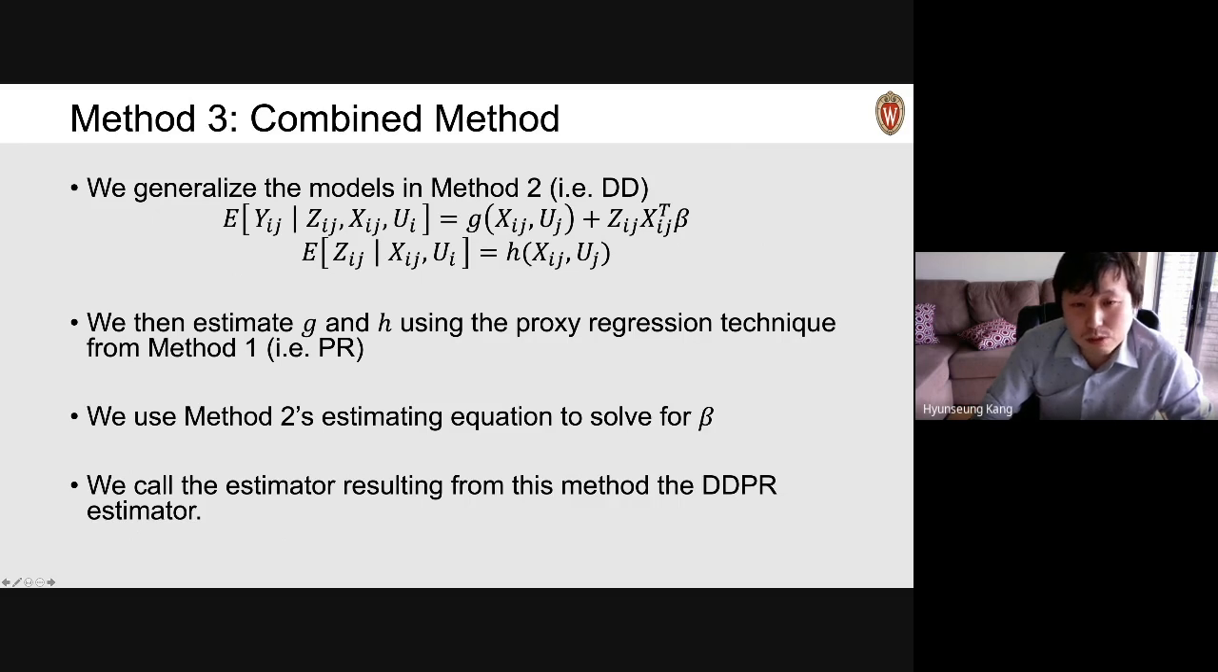And then based on what we learned from proxy regression, where we can replace this uj by an observable d, we essentially use a proxy regression to estimate this thing and then estimate beta using the trick data from method 2. And we call this the DDPR.